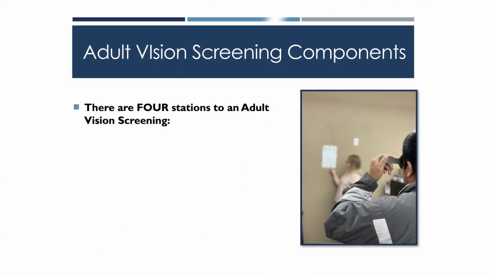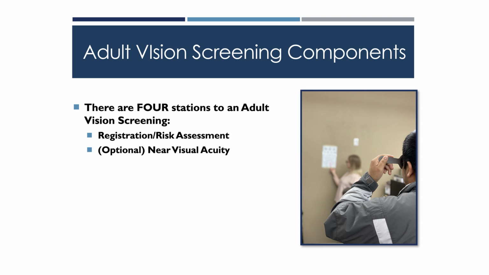Vision screening for adults. So we went through what a vision screening is, the common vision conditions for adults, and now we're going to get into the components of an adult vision screening. When it comes to an adult vision screening, there are 4 main stations that we cover: registration and risk assessment, and then we go into testing adults' near and distance visual acuity, and then we do the exit interview, which is going over their results with them and then next steps to vision care.